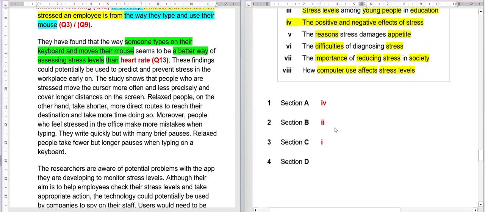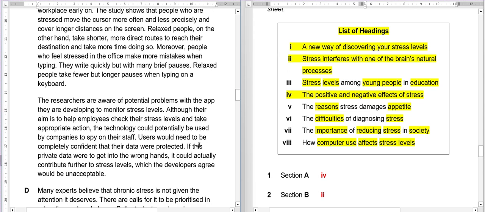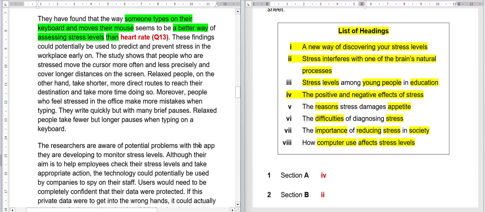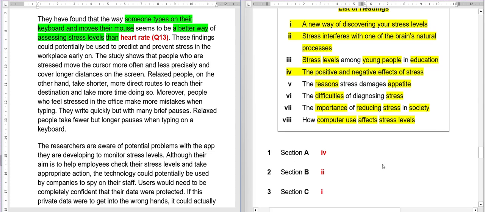They write quickly with many brief pauses. Relaxed people take fewer but longer pauses when typing on a keyboard. So basically, in this paragraph, they have compared the typing and mouse-moving habits of people who are stressed and who are relaxed. So now, do you think you need to change the answer of section C from first to any other option? You will get around 5 seconds for this, and time starts now.